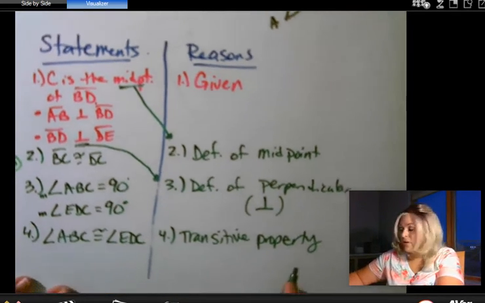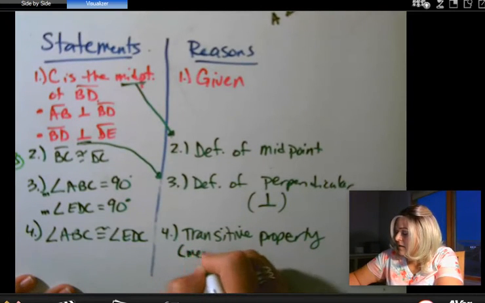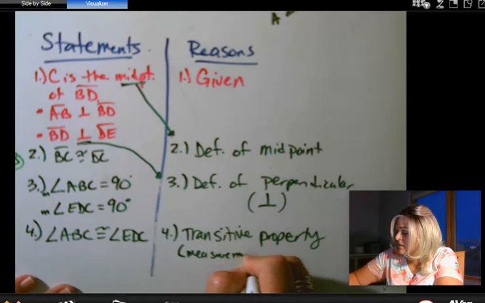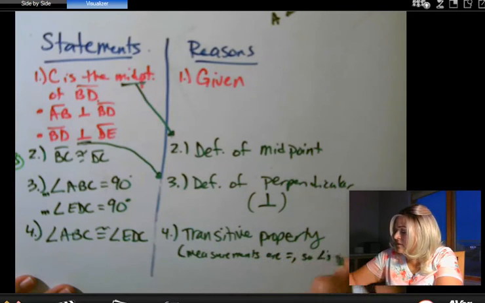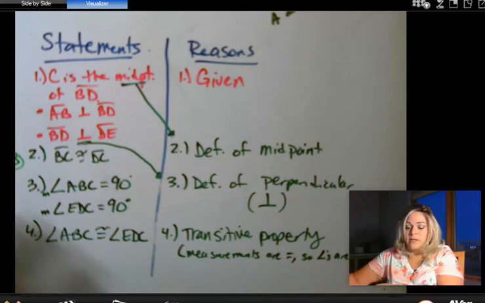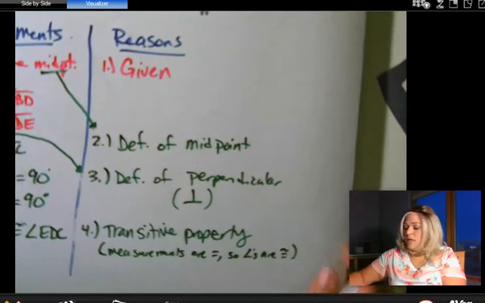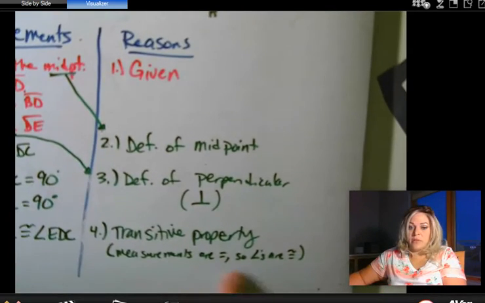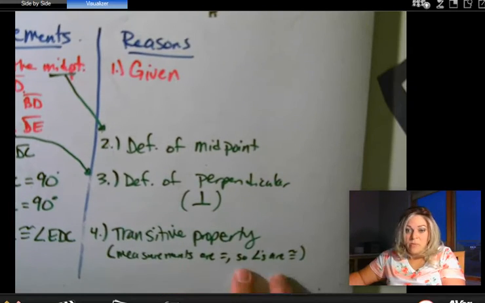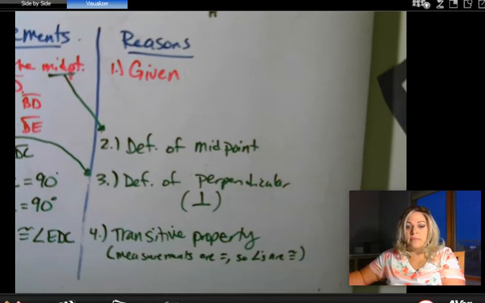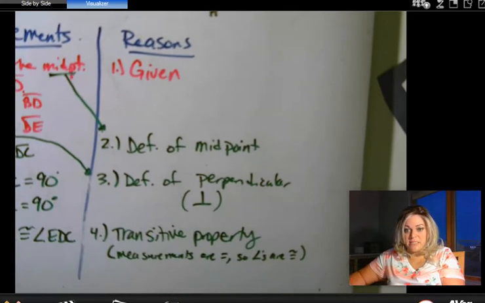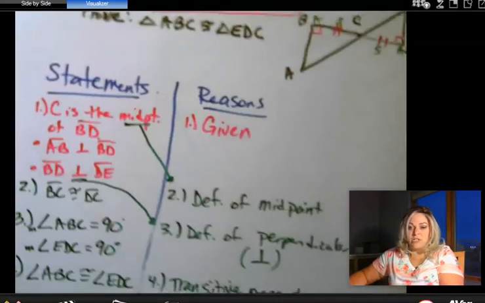Not all teachers require it. So I'm going to say measurements are equal, so angles are congruent. I'll slide it over so you can see it. The measurements are equal, so the angles are congruent. That might be a required step. I just don't know. It depends on your teacher. Okay. So if you're switching from measurements to congruencies, you might need to talk to your teacher about that.